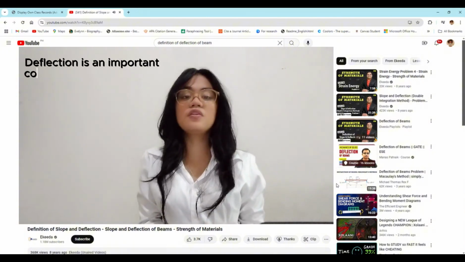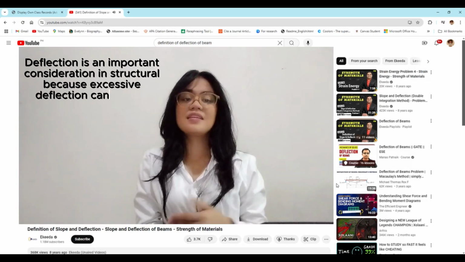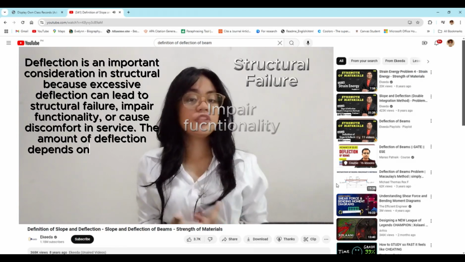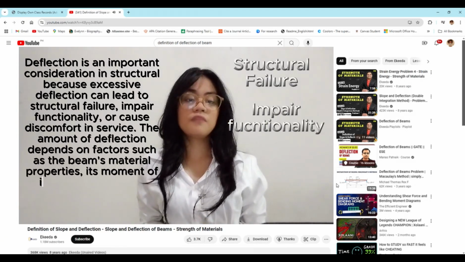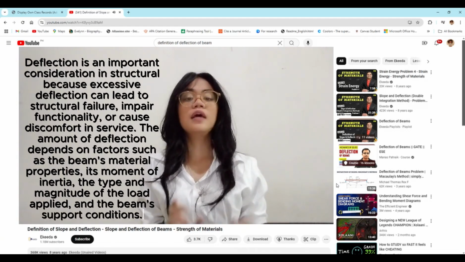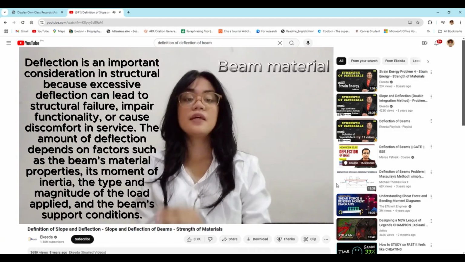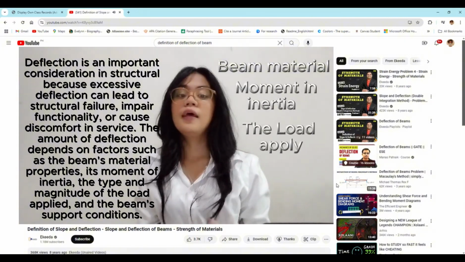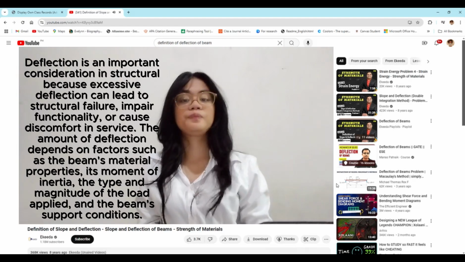Deflection is an important consideration in structural design because excessive deflection can lead to structural failure, impair functionality, or cause discomfort in service. The amount of deflection depends on factors such as the beam's material properties, its moment of inertia, the type and magnitude of the load applied, and the beam support conditions.